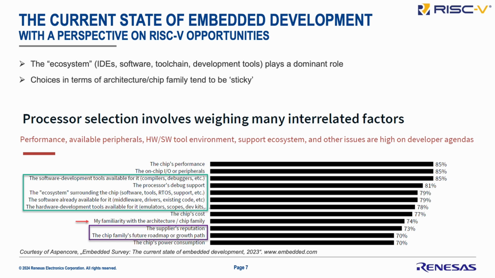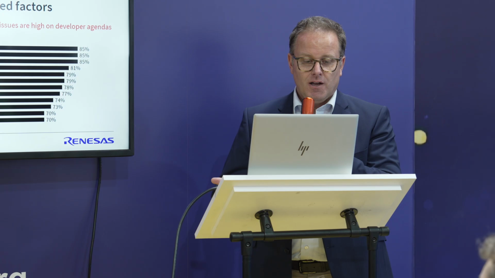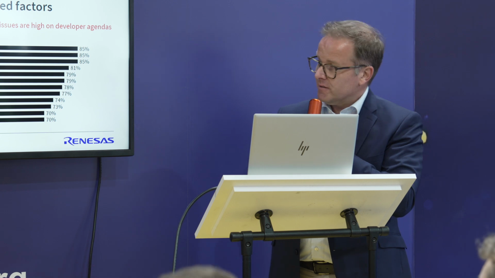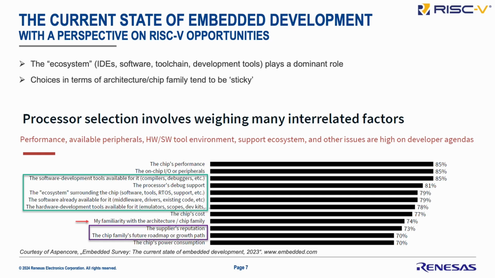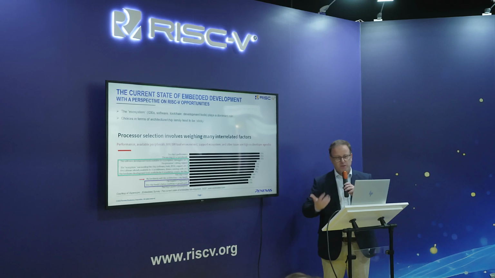The choices made in terms of architecture when weighing a processor selection tend to be sticky, and that is interesting looking at the bottom where the red arrow is. The familiarity with the architecture and the chip family is weighted as an important factor. And this is also a hint that it might be perceived as a potential barrier when, for example, you want to switch from a legacy or mainstream architecture to RISC-V, which is maybe fairly new to you.